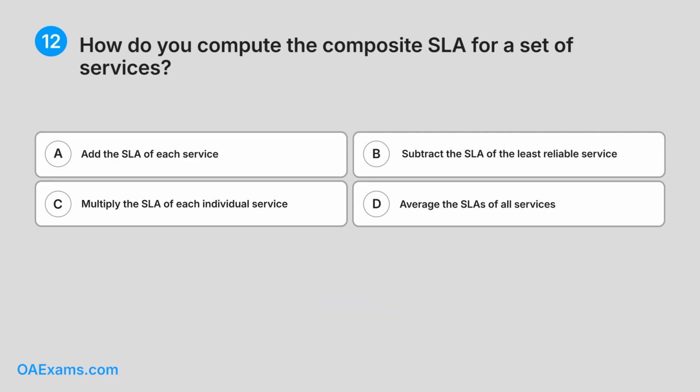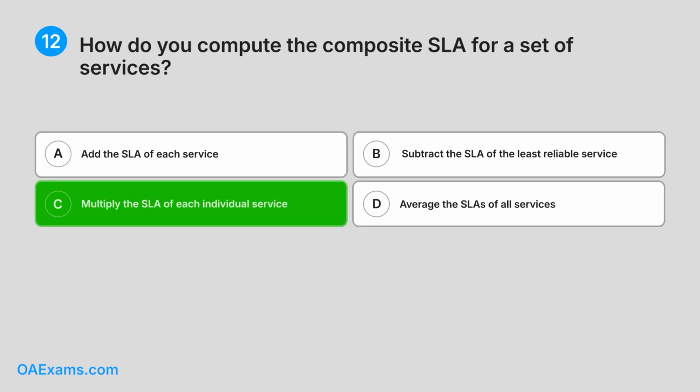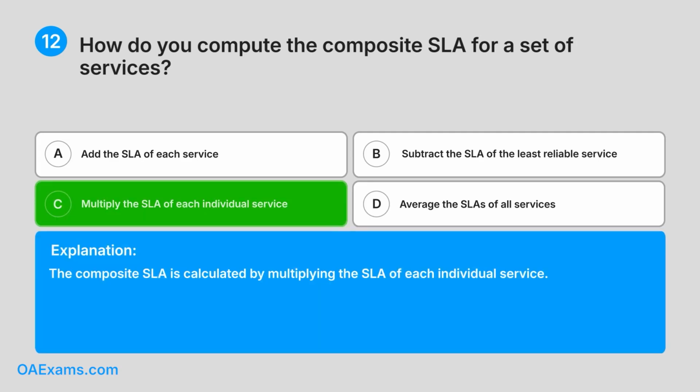Correct answer: C. Explanation: The composite SLA is calculated by multiplying the SLA of each individual service.